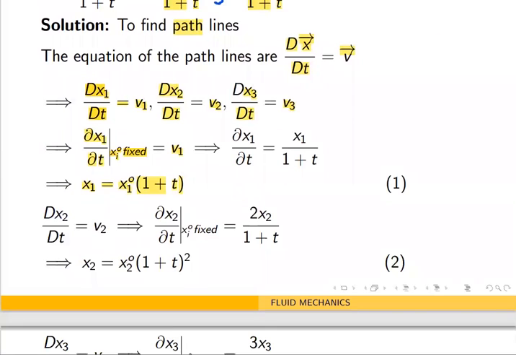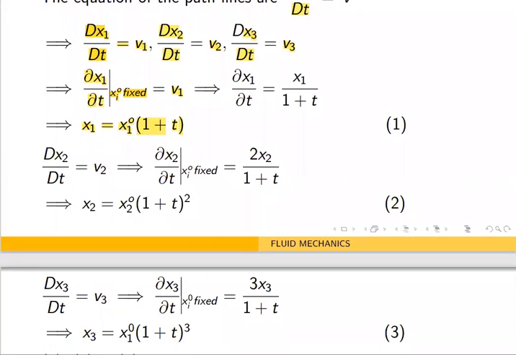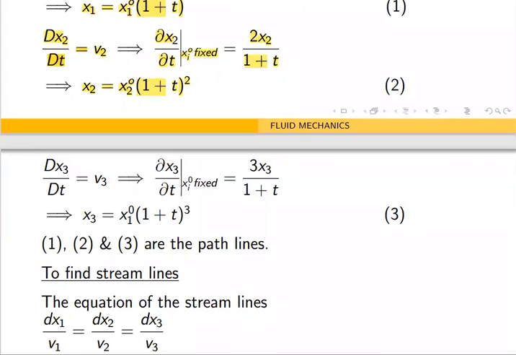Now, similarly, take dx2 by dt equal to v2, on the same lines. That's nothing but dou x2 by dou t with xi naught fixed equal to v2, substituting 2x2 by 1 plus t. And separating the variables and integrating, finding the constant using the initial conditions, we get x2 equal to x2 naught into 1 plus t whole square, called equation 2.